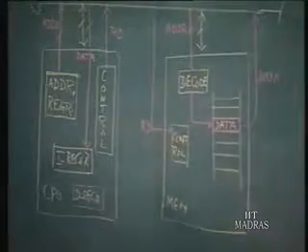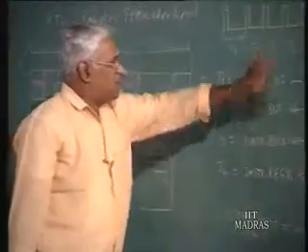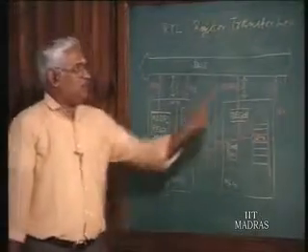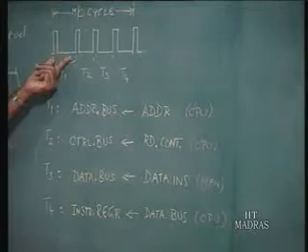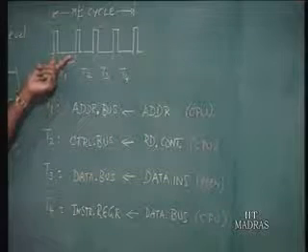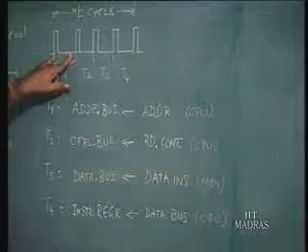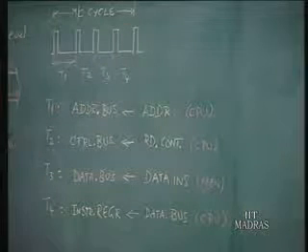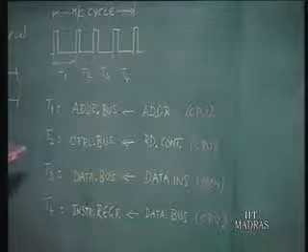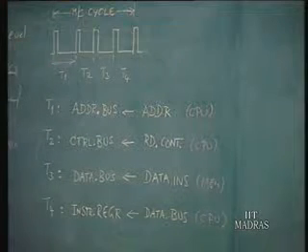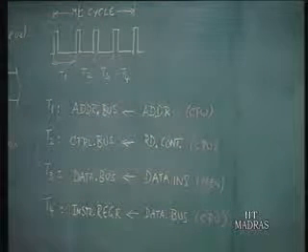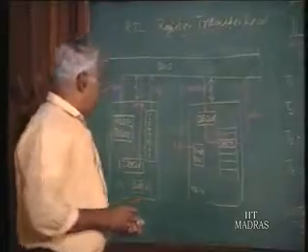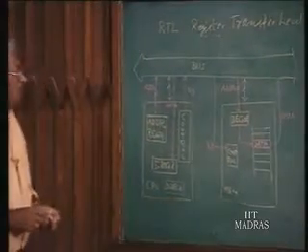Now these are the basic activities, and most of these take place during one clock. Suppose the clock frequency is 1 megahertz, what we are saying is that within 1 microsecond this transfer takes place. If it were 10 megahertz, then within 100 nanoseconds this is taking place, and so on. Good. So let us try to learn a few things here.